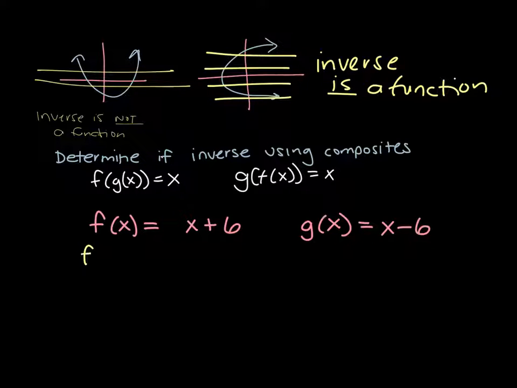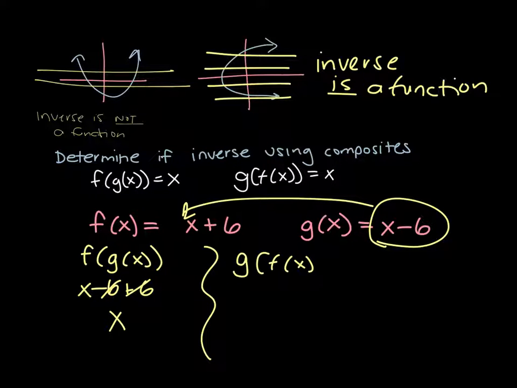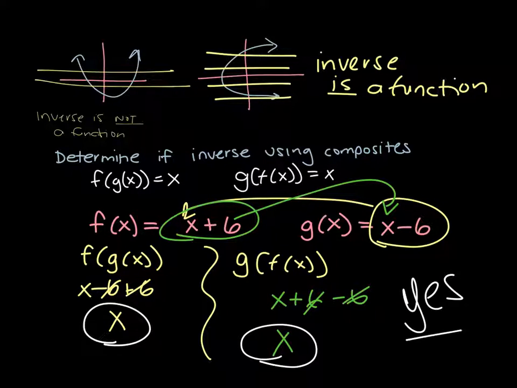So the first thing I'm going to do is find f of g of x. I'm going to take the g, and I'm going to plug it into the f of x. So x minus 6 plus 6. These cancel, and I get just x. And then I have to do the same thing the other way around, g of f of x. So I take the f, and I plug it into the g, x plus 6 minus 6, and these cancel, and I get x. If both of these are x's, then they're inverses. If they are not both x's, then they are not inverses.